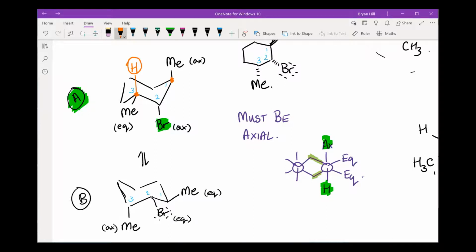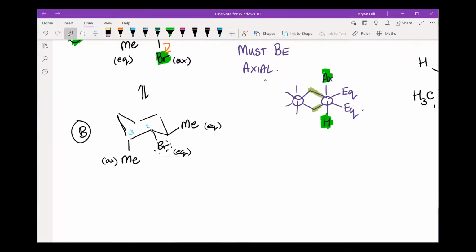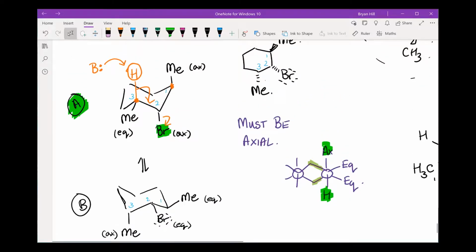So when the base came in and attacked, base, grab that, these electrons go here, and this disappears. And so there's only one possible product, and that product is, we'll erase this for a second.